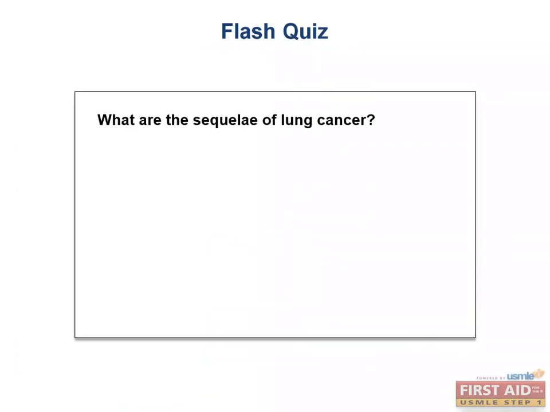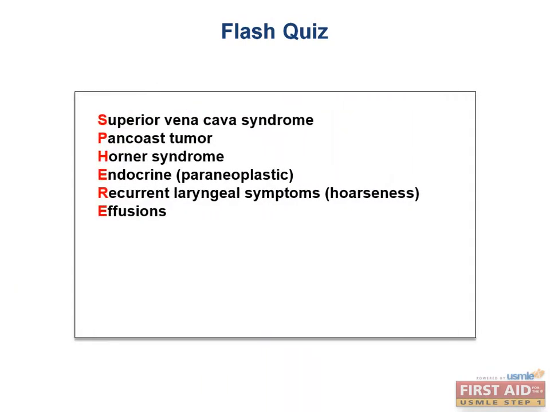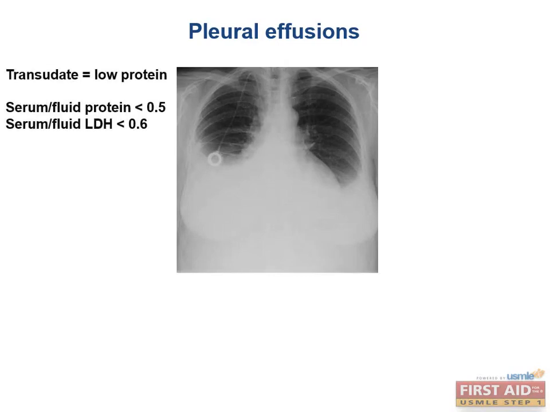Let's do a flash quiz. What are the sequelae of lung cancer? Think of the mnemonic SPHERE: superior vena cava syndrome, Pancoast tumor, Horner syndrome, endocrine, recurrent laryngeal symptoms, and effusions. Speaking of effusions, pleural effusions are generally classified as transudative or exudative, depending on the underlying processes causing them.